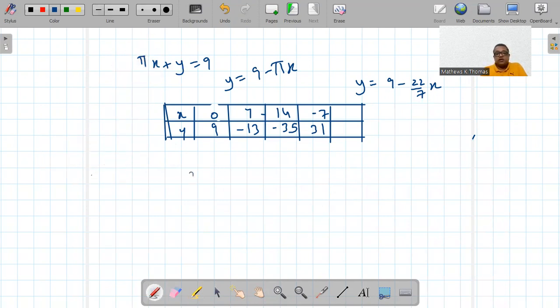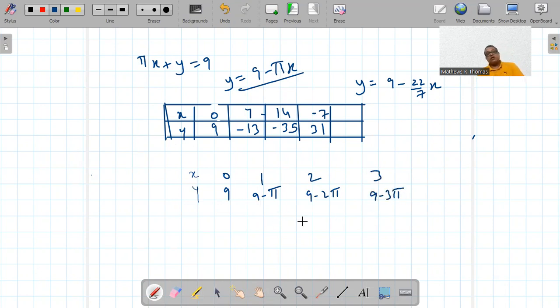That is simpler. See here, x and y. Suppose you're taking x and y. If I'm taking x as 0, the same answer will come. 9 minus pi into 0 is 0, so we get 9. That is okay. Now if I take x as 1, then if I'm not substituting pi, you will get 9 minus pi. If I'm putting 2, then this will become 2 pi, y will become 9 minus 2 pi. If I'm putting 3, then this will become 3 pi, this will become 9 minus 3 pi. So this is also another way of doing, where the answer is expressed in terms of pi. If you want exact coordinates, then we'll do like this, right?